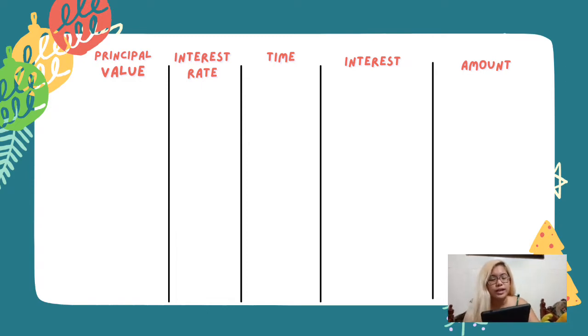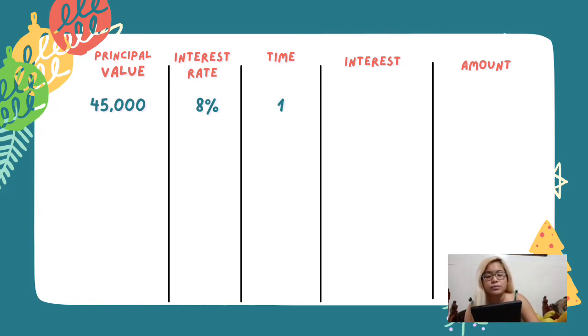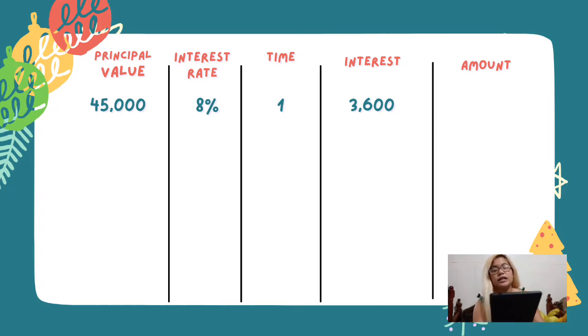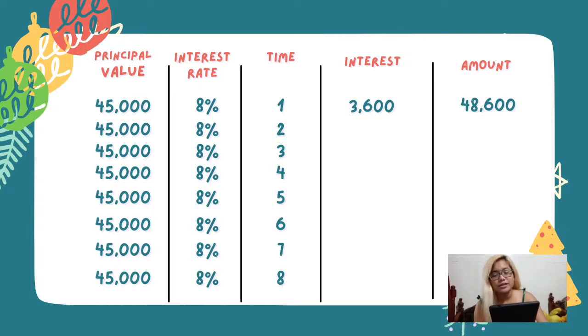As usual, we will get the principal value, the interest rate, time, interest, and amount. So what is the principal value? The principal value is 45,000 pesos and the interest rate is 8%. So we will get the 8% of 45,000 pesos and multiply it by the year, which is the first year. So 1 multiplied by 3,600 will be equal to 3,600. To get the future amount, that would be 45,000 pesos plus the interest of 3,600 pesos, and that will equal 48,600 pesos.